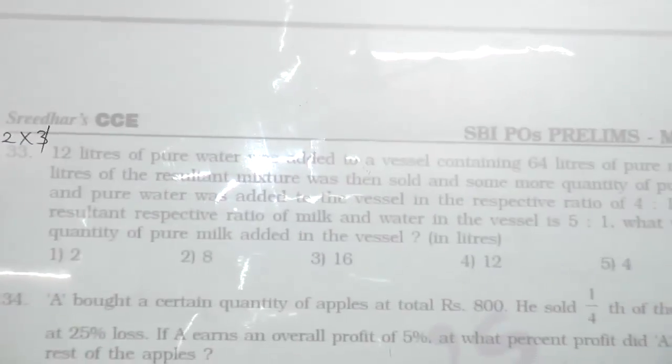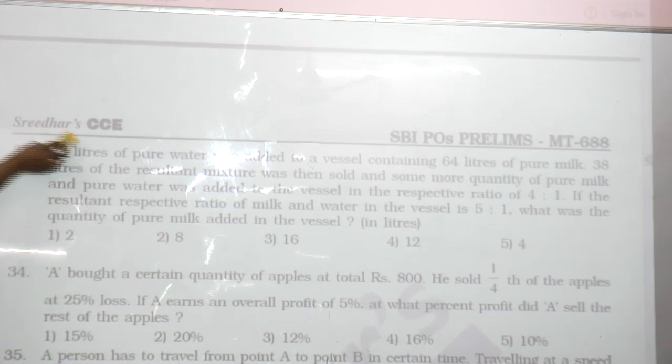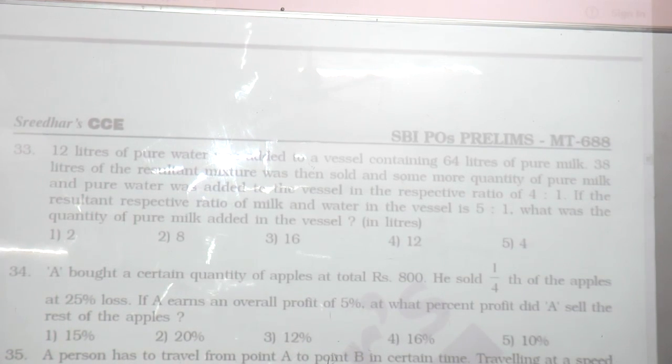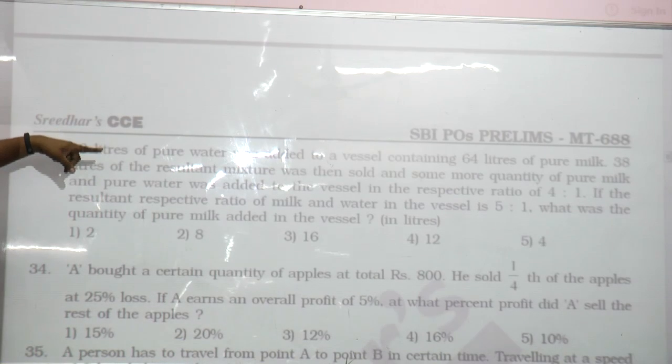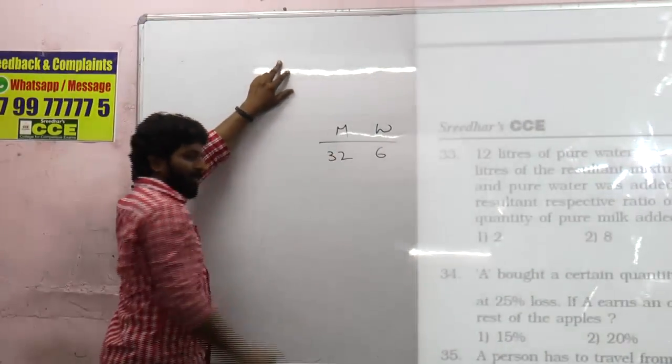Next, 33. 12 liters of pure water was added to a vessel containing 64 liters of pure milk. So how much quantity do we have now? 12 liters and 64 liters, total 76 liters. Out of 76 liters, 38 liters were taken out. In the sense, 50% of the total quantity is taken out. So 50% of water will be there and 50% of milk will be there.